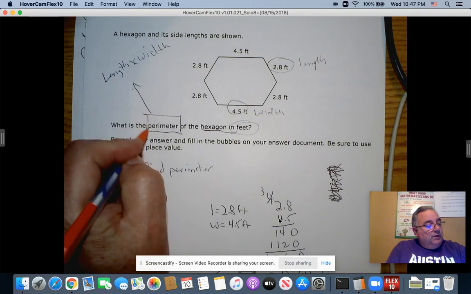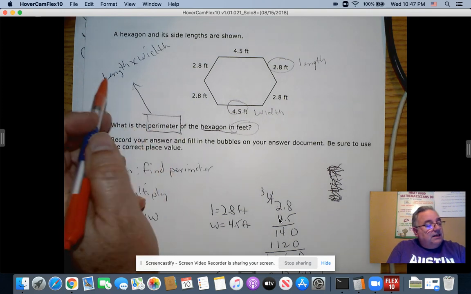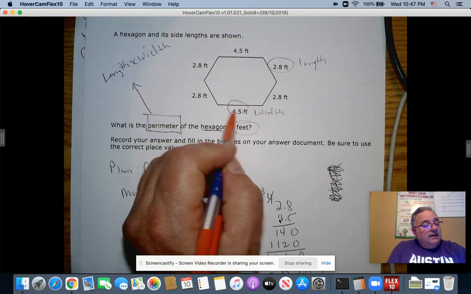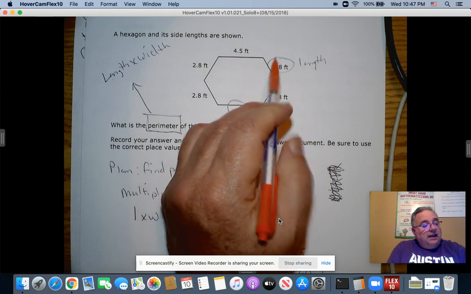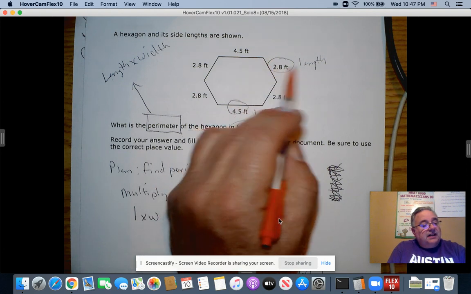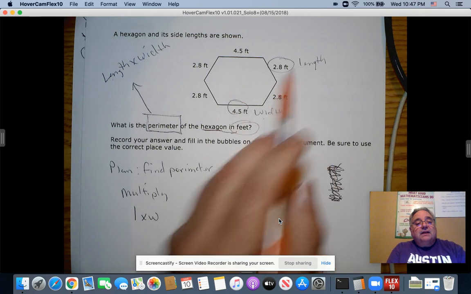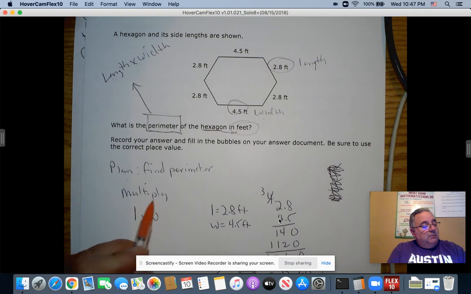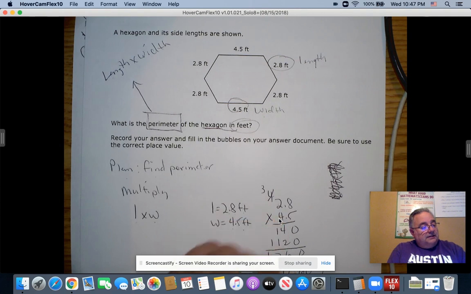But they said that perimeter was important. They boxed it up and they said it's length times width. And then they circled over here 4 and 5/10 feet as the width and 2 and 8/10 feet as the length. The plan is to find the perimeter. They're going to multiply length times width. They said length equals 2 and 8 feet. Width equals 4 and 5/10 feet. They went ahead and multiplied it here. And they came out with the perimeter equals 12 and 6/10.